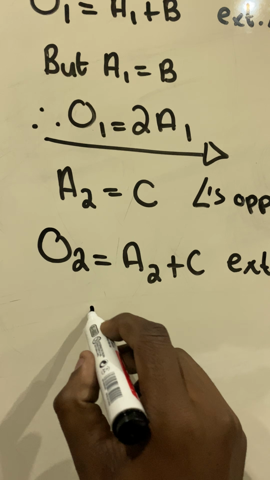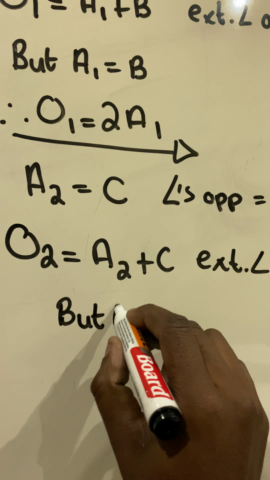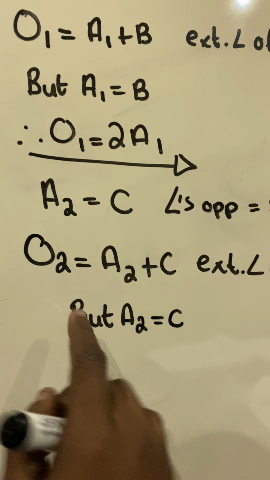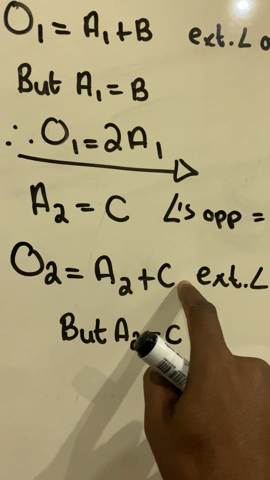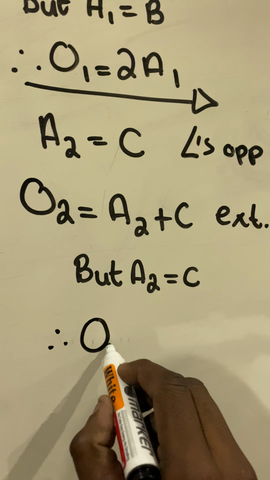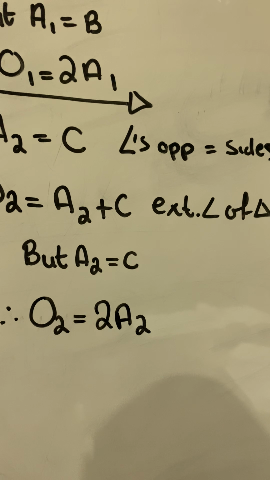But the but is very important. Most students get lost there. We said A2 is equal to C, right? And we say O2 is A2 plus C. So instead of putting C, we can just put A2. And if that is the case, therefore, it will mean O2 is 2 times A2, right?